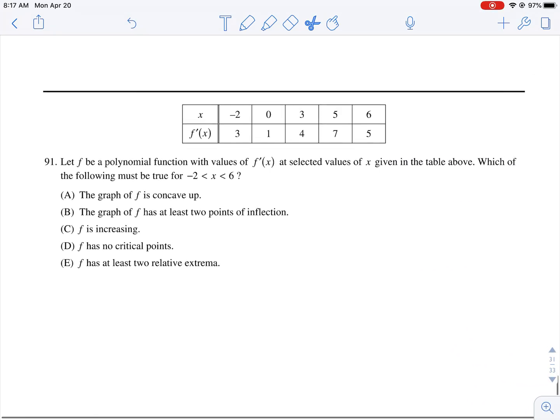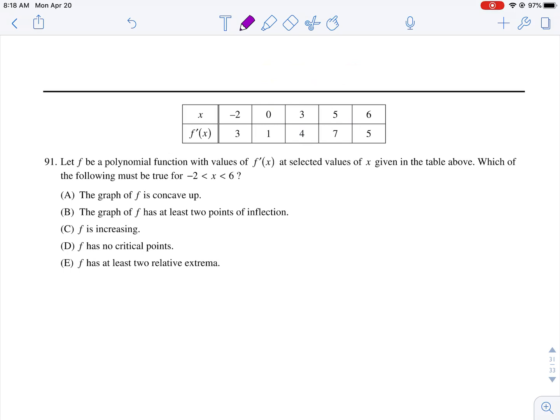91, we're given table values of f prime. Which of the following must be true? The graph is concave up. Just because, well, that would mean f prime is increasing, which it's not even increasing from here to here or from here to here. But even if it did increase the whole time on the table given, there's still infinitely many data values skipped in between the values we're given, and we still wouldn't have enough information to know if f prime is increasing the entire time. So we couldn't conclude that regardless.